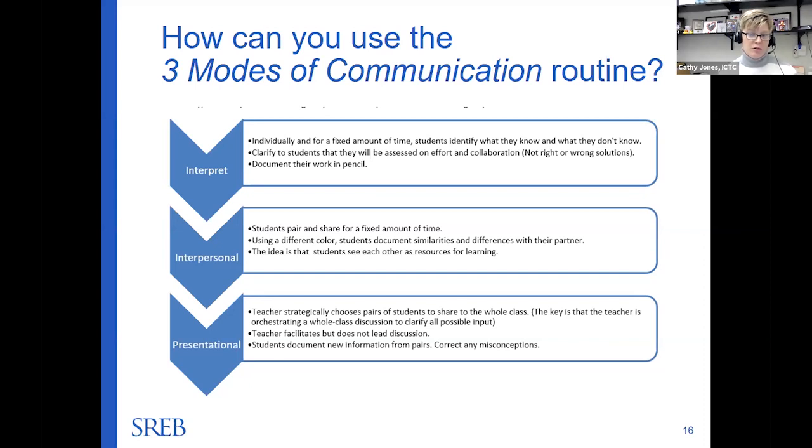Then the interpersonal, and this is what's kind of hard to do during our current situation, because you're asking students to pair and share for a fixed amount of time. So they would use maybe a different color pencil or pen so that you know that both students are engaging in the activity. The idea is that students can see each other as a resource for learning, that the teacher is not the only teacher in the class, that they can learn things from other people.